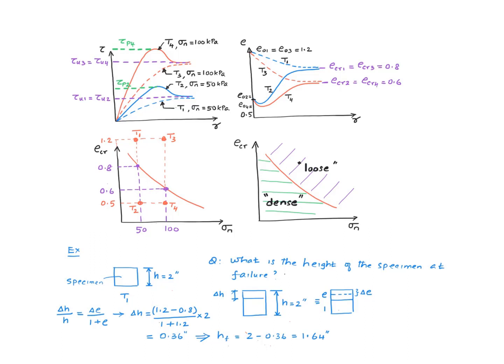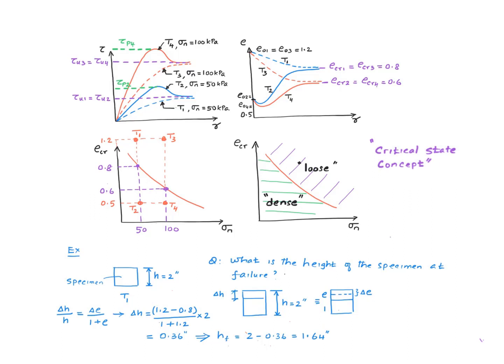So we know the change in void ratio, we know the initial height, and therefore we can find the change in height using the proportionality rule that we have used a number of times so far, which is this right here. So this is the phase diagram. Using the proportionality rule, I get a change in height of 0.36, and therefore the final height of the specimen should be 1.64 inches.